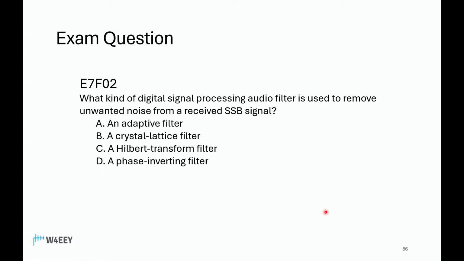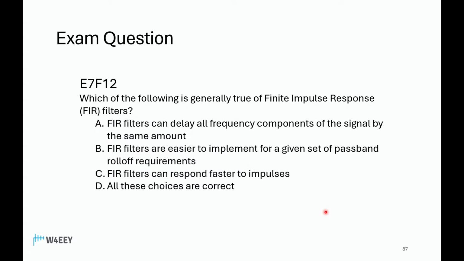And some questions. What kind of digital signal processing audio filter is used to remove unwanted noise from a received single sideband signal? Just talked about it. Yeah, Alpha, adaptive. It was on the previous slide, Alpha, an adaptive filter. It's amazing how it can tell the difference, but it can.